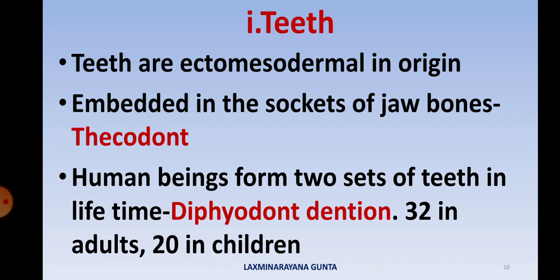Means the first formed teeth are called milk teeth. They are replaced by the age of 12 years. And the later formed teeth are called adult teeth. The milk teeth are 20 in number. The adult teeth are 32 in number.